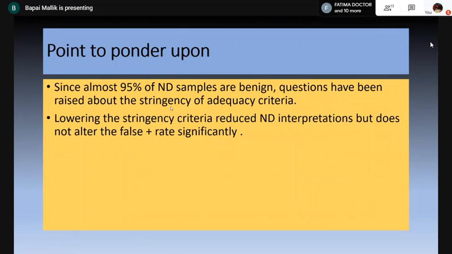So does that mean that we should reduce the criteria? It might be reduced, maybe in the future, but at present, we do not have enough evidence to say so. So until that time comes, the recommendation is that we stick to the criteria that we have.